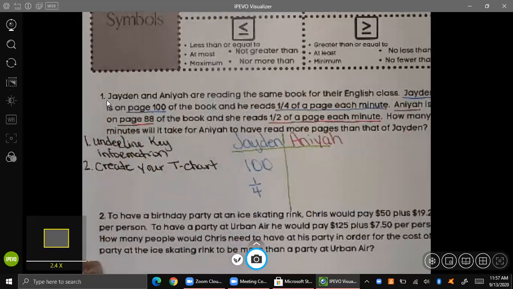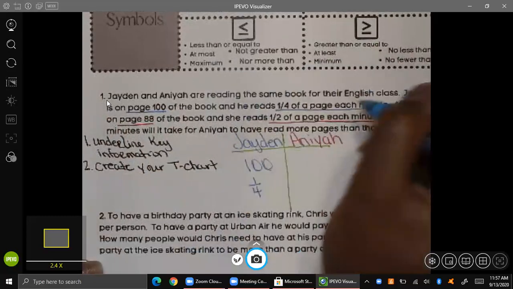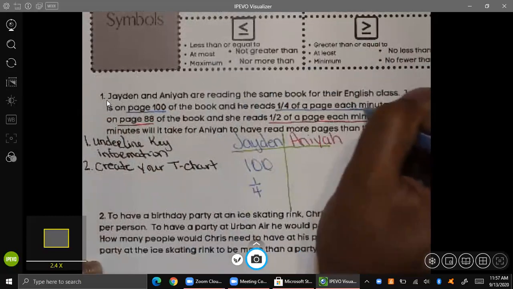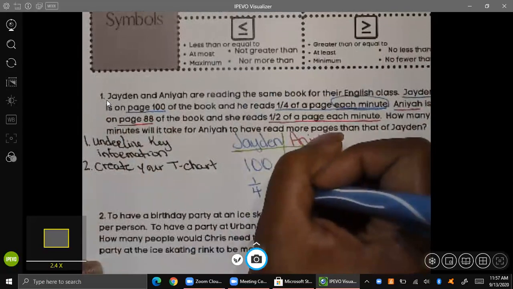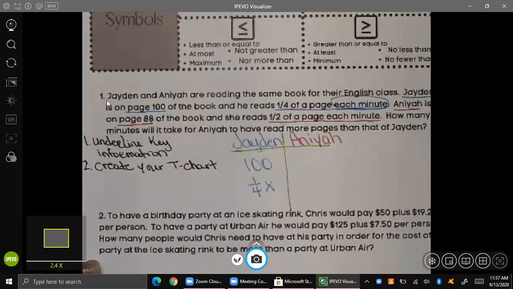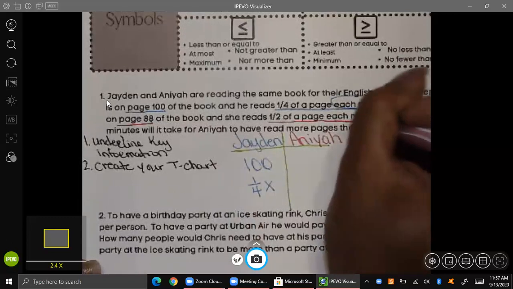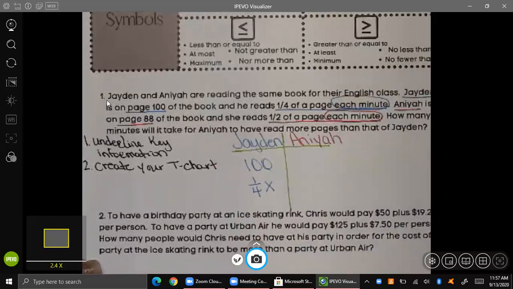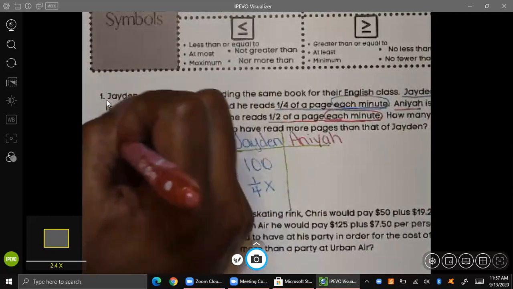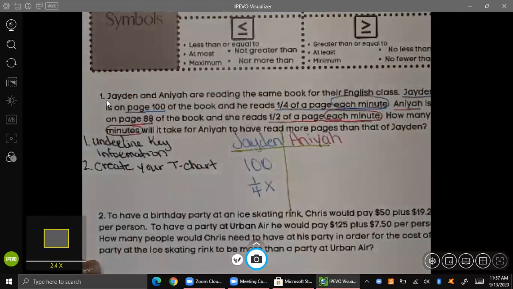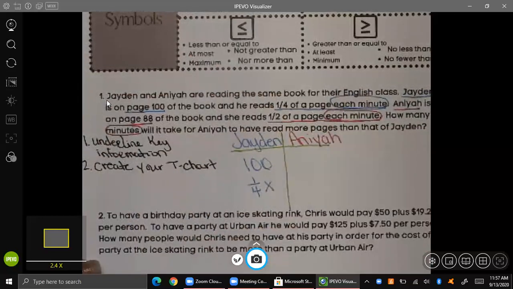That 1/4 per, that per is what gets the variable. So I'm going to go ahead and circle that. Or each minute, each, per, every, any of that. I'm going to circle that because that's what gets your variable. I'm going to go ahead and circle it for Anaya as well because that's what gets your variable. Another way to know what gets your variable is what is the question asking you? And it says how many minutes will it take for them to catch up? So since we're asking about minutes, the ones that says each minute, that's what gets your variable.